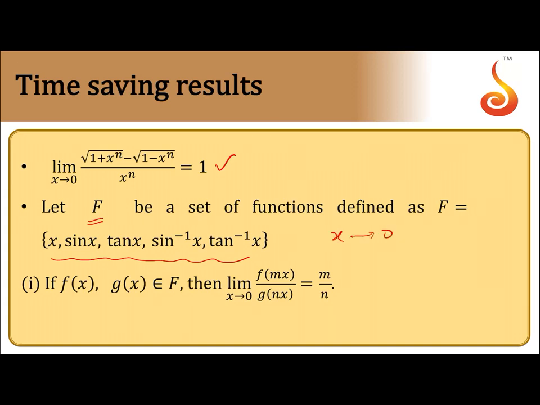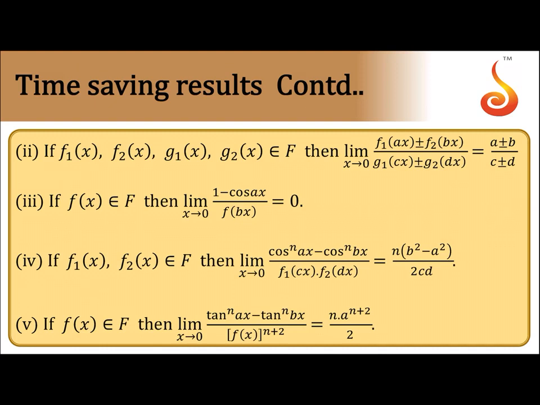When x is approaching 0, as x is a small quantity, we know that sin x and tan x can be taken as approximately x itself. Similarly, sin inverse x and tan inverse x can also be taken. In such cases, we consider the different results by using this process. And these two are the most important results.